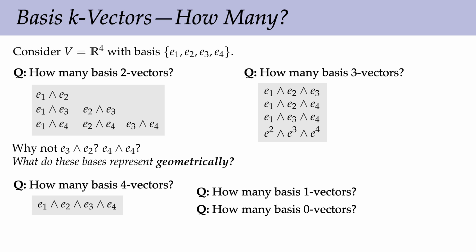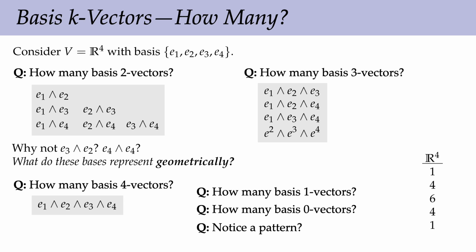How many basis 0 vectors do I have? How many ways are there to wedge together no vectors? Well, I can only do that in one way, which is to not do it. Okay, so I have 1 basis 0 vector. I have 4 basis 1 vectors. I have 6 basis 2 vectors. I have 4 basis 3 vectors, and I have 1 basis 4 vector. Do you notice a pattern here? I have 1, 4, 6, 4, 1.